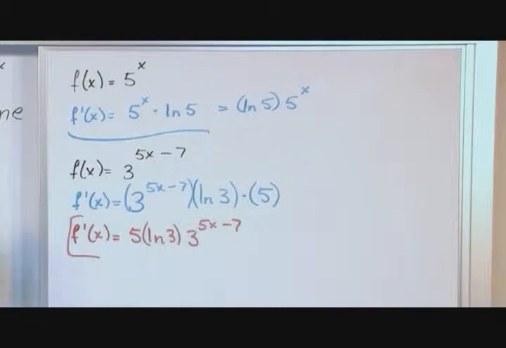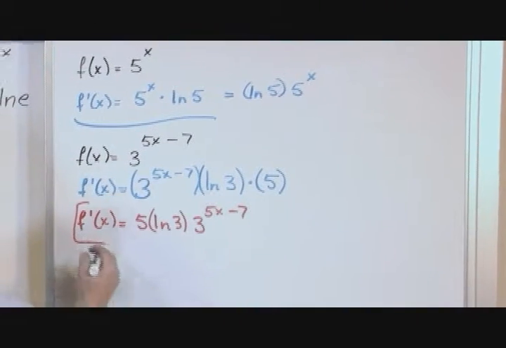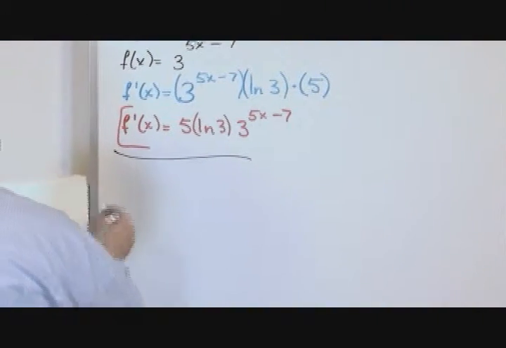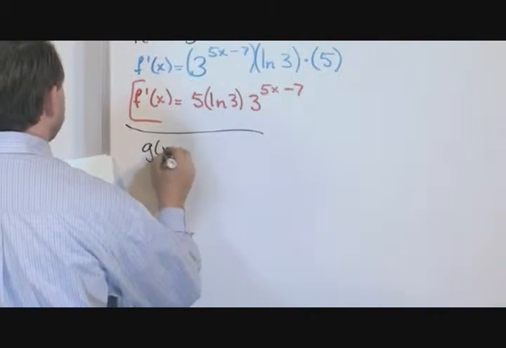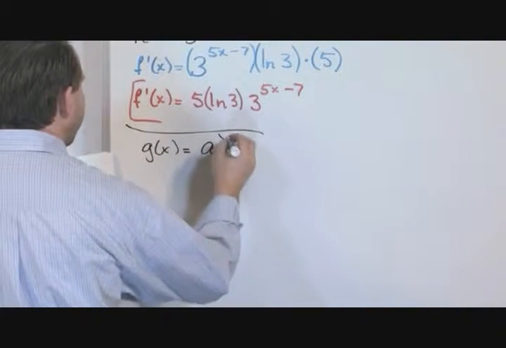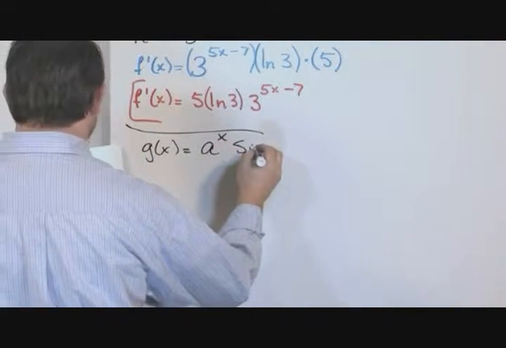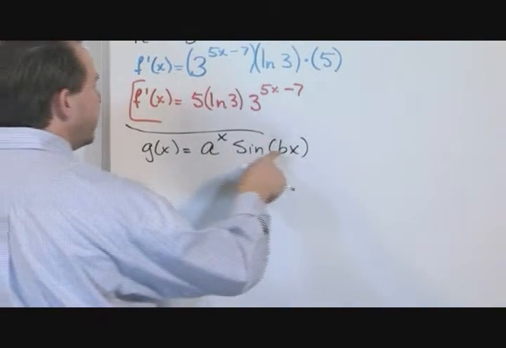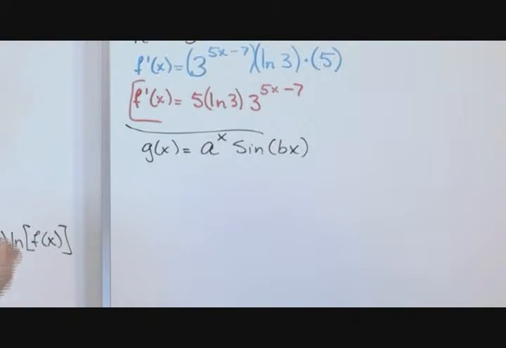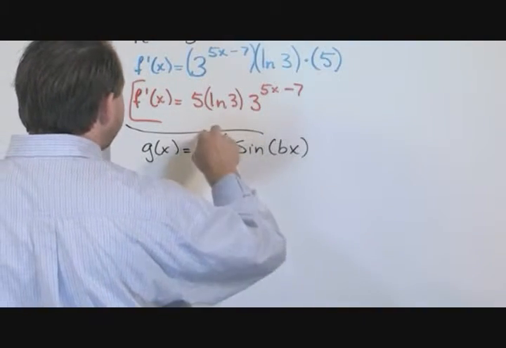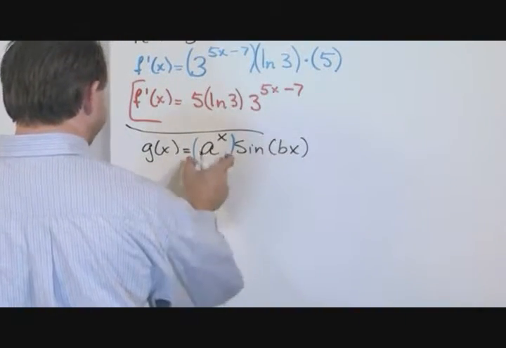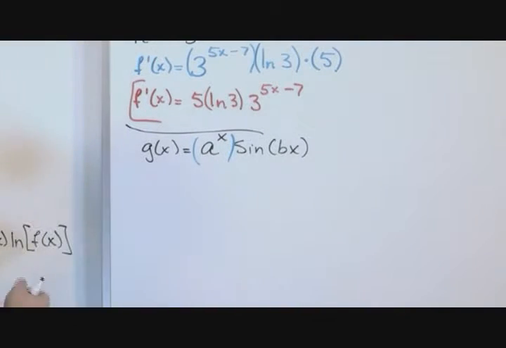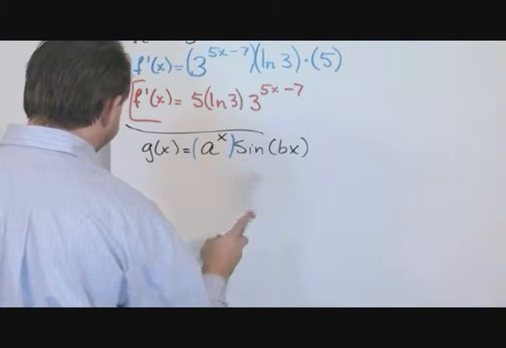Okay? Now, for the third problem, we'll ratchet up the complexity just a little bit. What if we have a to the power of x times the sine of bx, where a is just a constant, is a number, and b is also a constant, it's just a number. Well, the first thing you should notice is that we have two functions multiplied by one another. We have this a to the x function, and we have this sine function. So they're multiplied together, so we need to use the product rule.